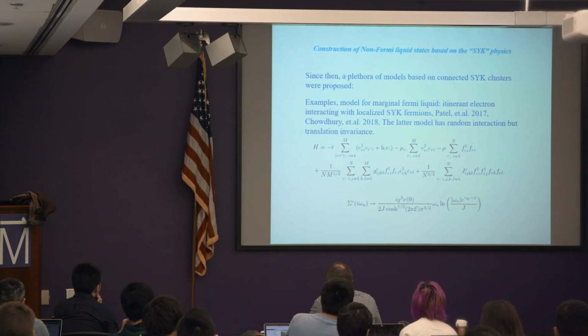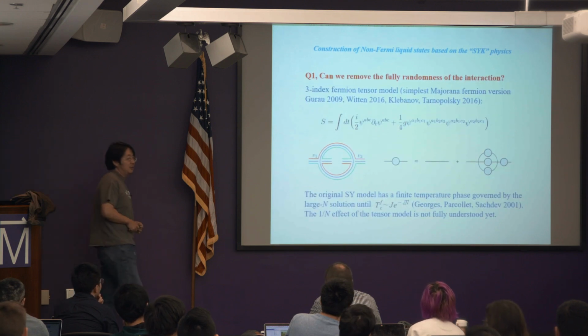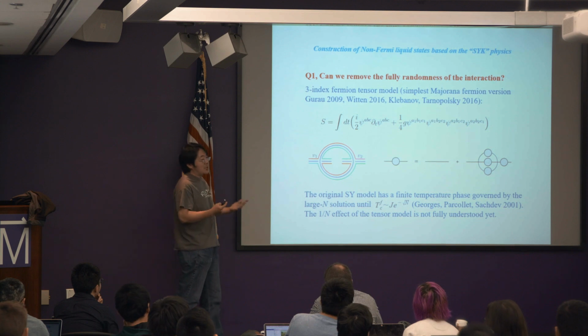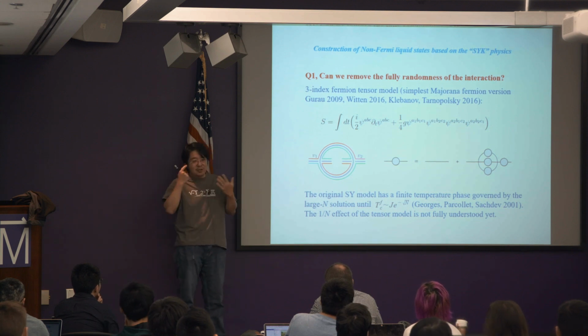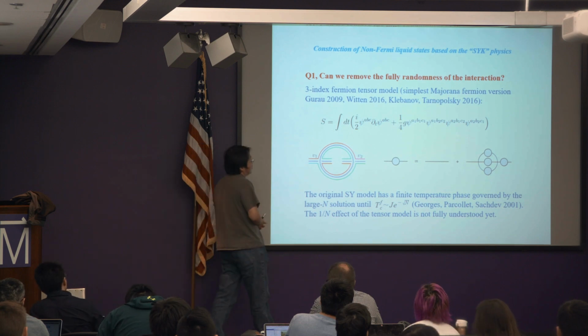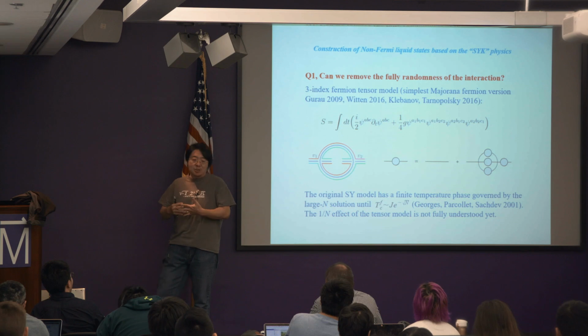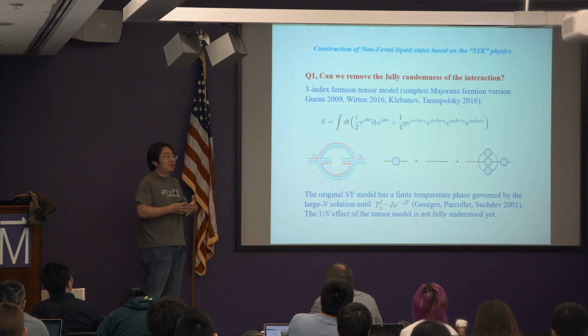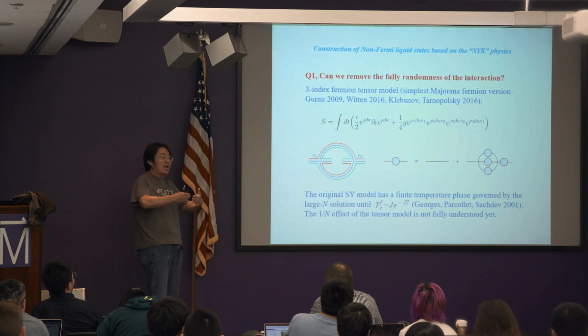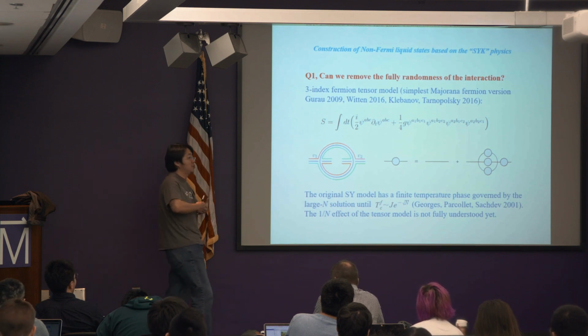Okay, so we can ask the natural question, because the fully random Gaussian interaction with a zero mean is, of course, kind of very unnatural. So the question we can ask is: can we bring this kind of SYK-constructed non-Fermi liquid state step by step closer to reality?